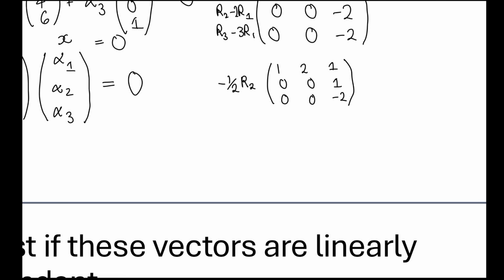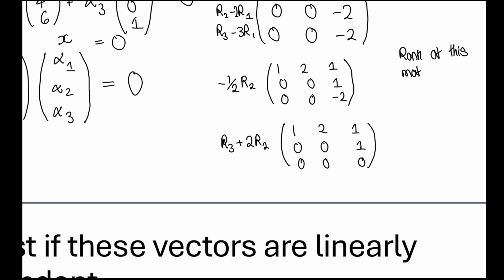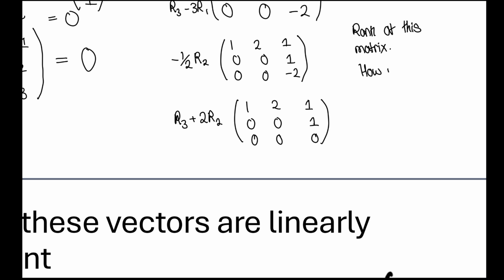And now we need to make this entry into a 0, so we get row 3 plus 2 lots of row 2, which gives us 0, 0, 0. So now we look at the rank of this matrix. So this is just how many rows are unique.